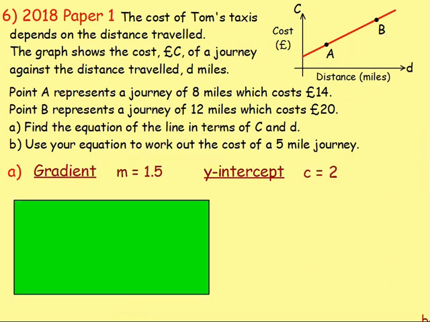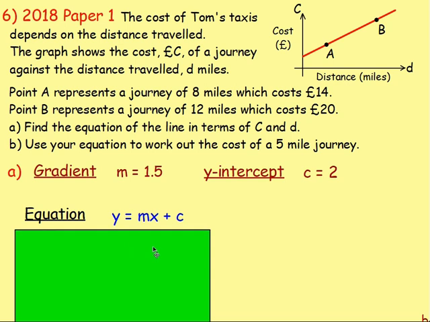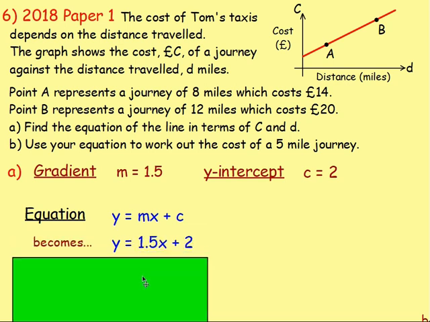From that then, we've got the gradient. That was 1.5. And we've just worked out the y-intercept. That was 2. So we know then that the equation y equals mx plus c, we can replace m with 1.5 and replace c with 2. But no, that is not the final answer, because the equation has to be in terms of c and d.